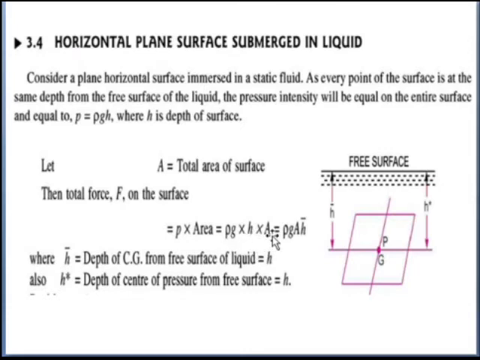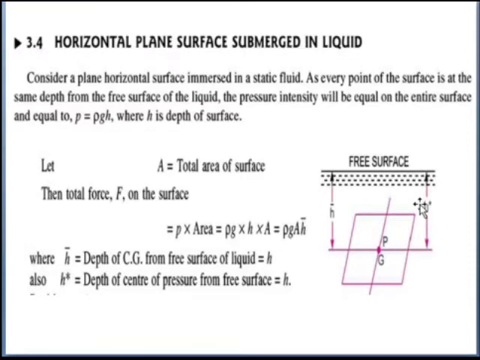Here the depth of the surface is h. The depth of the center of gravity from the free surface is h bar, so we can replace h with h bar. So the formula for the total force is equal to rho g A h bar. Also, the center of pressure and center of gravity are at the same point. H star is nothing but the depth of the center of pressure from the free surface. In the figure you can see it is indicated by H star.